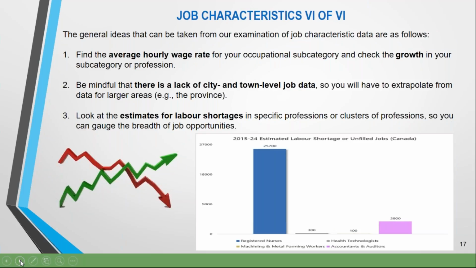We have gone through occupational subcategories as well as the job characteristics of average hourly pay, growth, and predicted labor shortages. From this exploration, we can identify 3 principles for applying job characteristic data. Firstly, look at the average hourly wage and growth in your occupational subcategory. Secondly, you may have to extrapolate from provincial or Canada-wide job data due to the lack of city or town level data. Lastly, look at predicted or estimated labor shortages so that you are aware of the employment opportunities in any given profession.